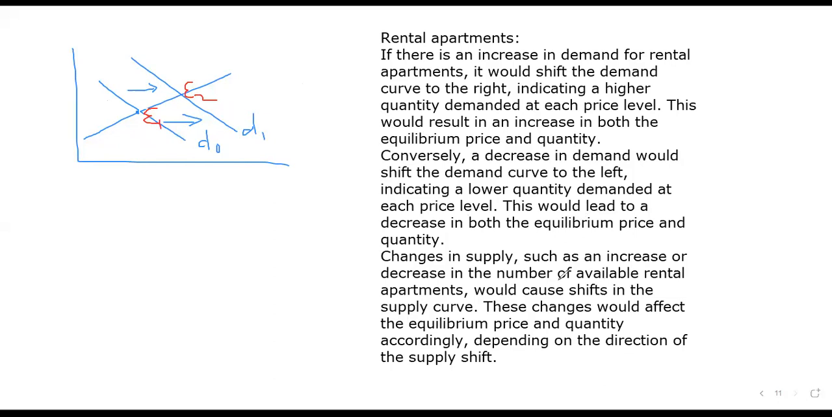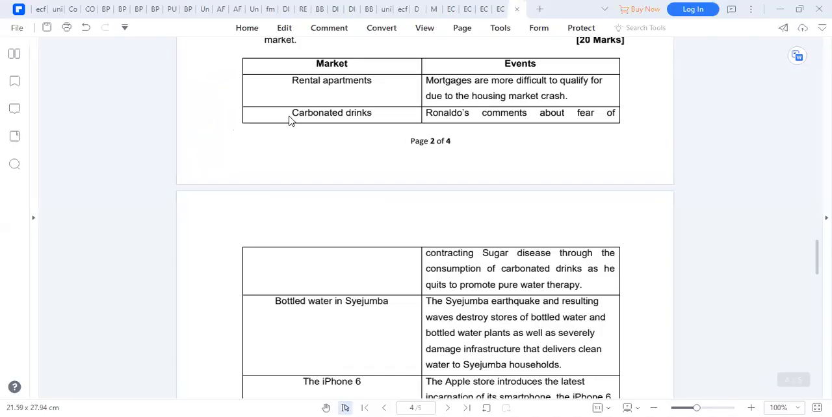Okay. The next part, we're told about carbonated drinks. Now, Ronaldo makes a comment on these carbonated drinks to say there'll be sugar disease. What will happen to the demand after that comment? So demand will shift. If there's an increase in demand for carbonated drinks, the demand will shift to the right, indicating a higher quantity demanded at each price level. This would result in both equilibrium and quantity increasing. But conversely, the demand will shift to the left after that comment, indicating a lower quantity demanded at each price level. This would lead to the equilibrium being to the left.